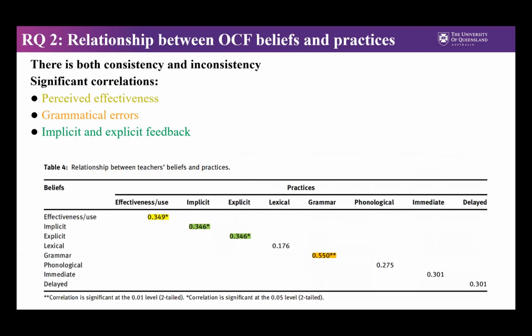The second research question intended to find out the relationship between teachers' OCF beliefs and practices by using a correlation analysis. The findings indicated there is both consistency and inconsistency. In detail, significant relationships were found in the aspects of perceived effectiveness, and implicit and explicit OCF focusing on learners' grammatical errors. In contrast, on learners' phonological errors, lexical errors, and the timing of oral corrective feedback, there are only inconsistencies.